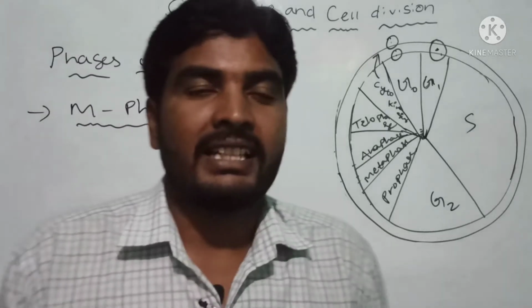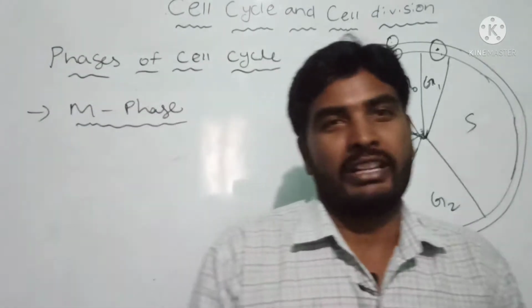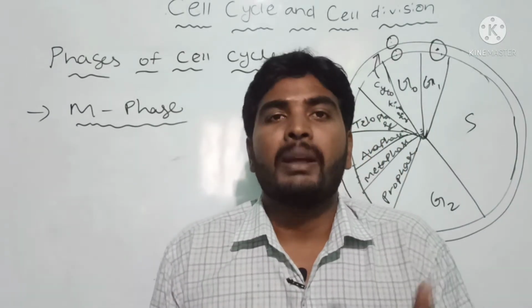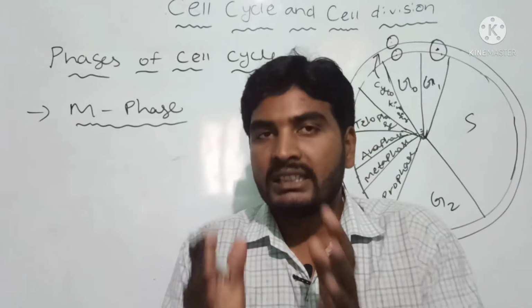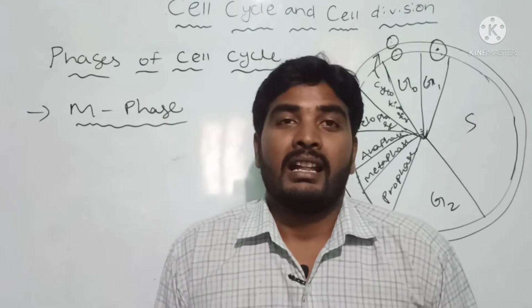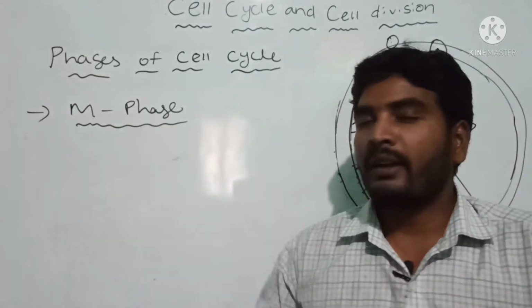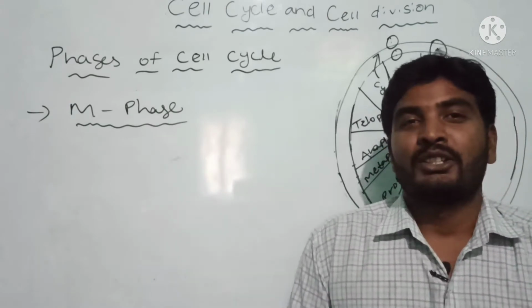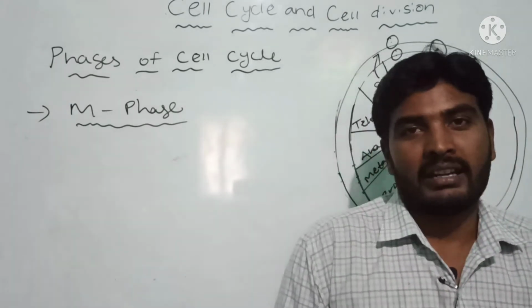The cell division phase is the M phase, meaning the mitotic phase. In mitosis, if the parent has 23 pairs of chromosomes, then the offspring also have the same number of chromosomes by mitotic cell division. This is the main reason behind that.